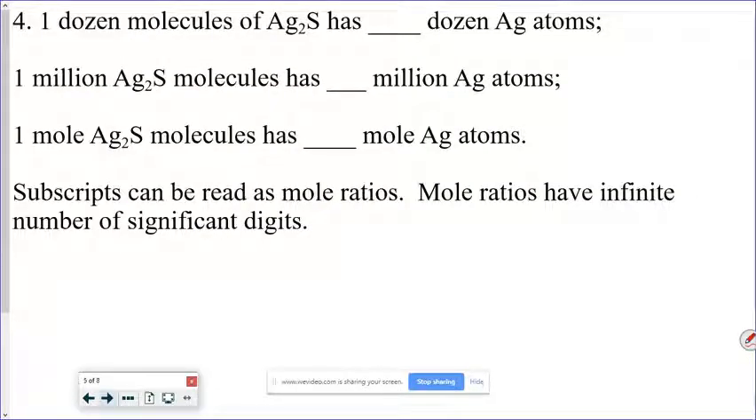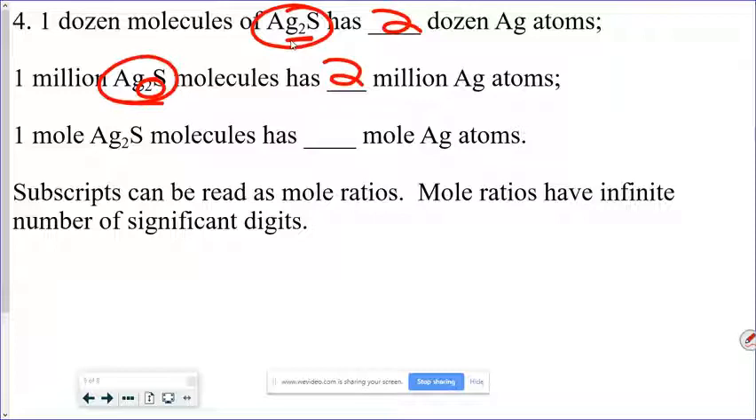In a dozen silver sulfide molecules, there's how many dozen silver atoms? Pause the video, see if you can do these next three, and then replay the video. A dozen molecules of silver sulfide has a, see there's two there? So if I have a dozen of these, I have two dozen silvers. If I have a million of these, I'm going to have 2 million silver atoms. If I have a mole of these, I'm going to have 2 moles of silver atoms.